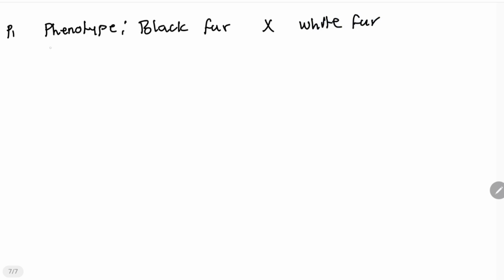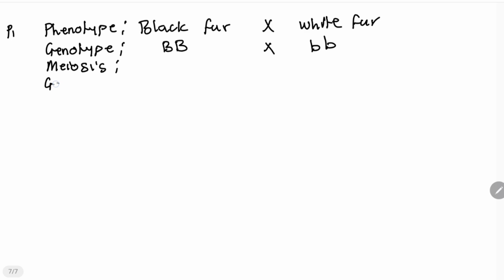Below phenotype, we're going to write genotype. So for black fur, we already know that rabbit number 1 was capital letter B, and rabbit number 3 was small letter b. We're simply copying it from the table. Below genotype now follows meiosis. Below meiosis now comes my gametes. With gametes, I only separate the genotype with a comma. Hence, it is going to be capital letter B, comma, capital letter B, cross, small letter b, comma, small letter b. Below gametes now follows fertilization.